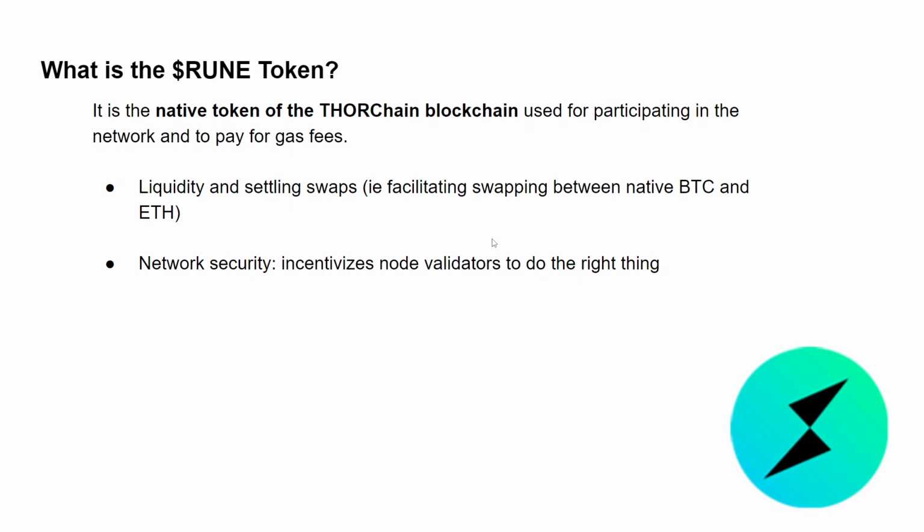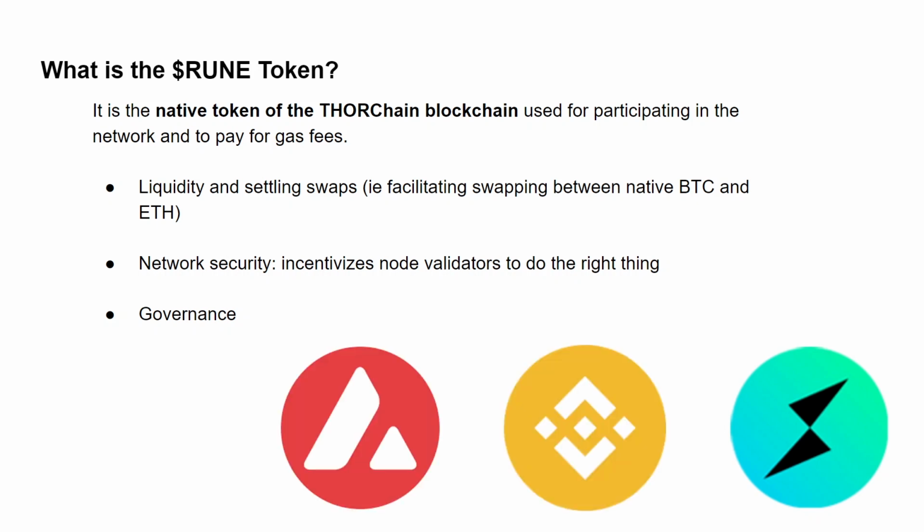So nodes need to bond a certain amount of RUNE tokens in order to validate the blockchain and then receive rewards for doing so. If they do something malicious, then their bonded RUNE tokens will be slashed or become worthless. The last thing is governance. So RUNE token holders can vote on proposals to change the THORChain protocol and affect change in a democratized way.